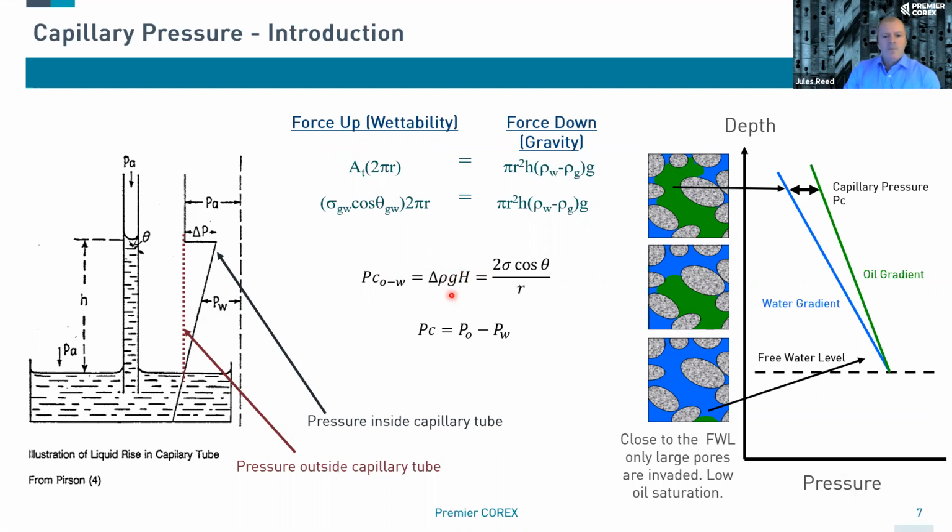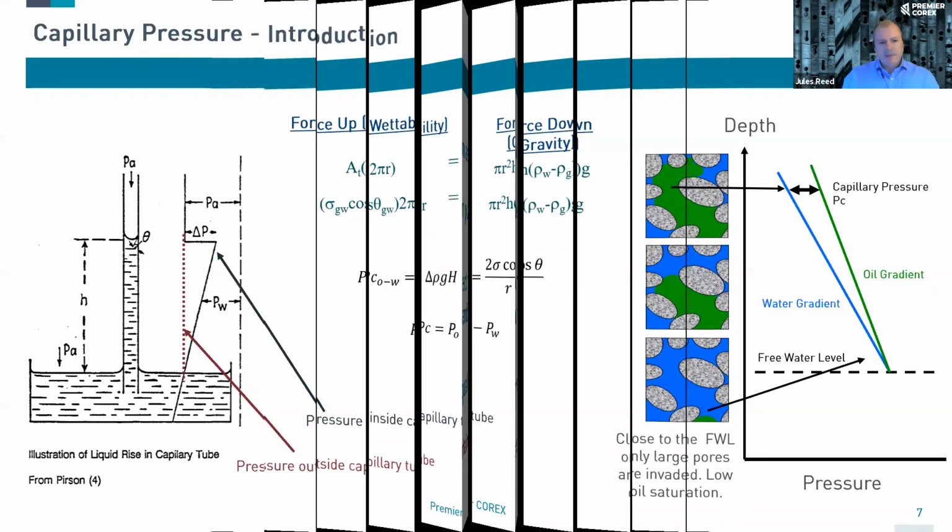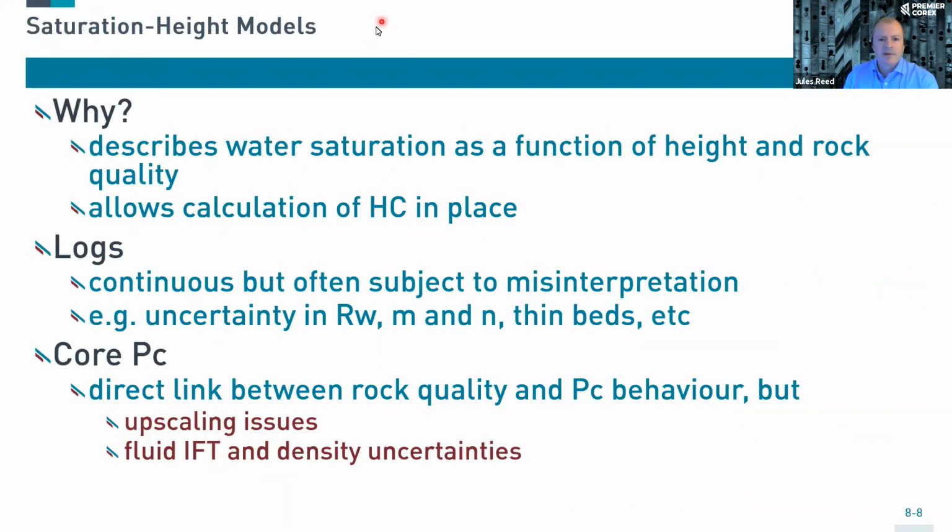And from any capillary pressure analysis in core, we have a capillary pressure matching to some saturation level. So then we can derive saturation. And that's basically what we're doing in the saturation height modeling. It describes the saturation for a given height, which is equivalent to a given capillary pressure, for the rock quality at that layer height in the reservoir.